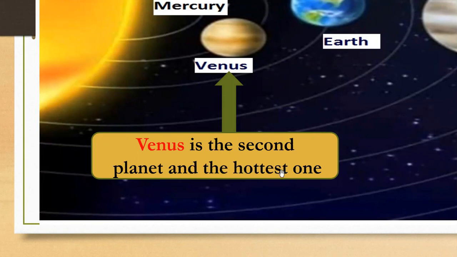Hottest. This is superlative. هذه درجة تفضيل. You will study comparative and superlative after this lesson. So hottest one, إذن هو الكوكب الأسخن, is the second one and the hottest one.